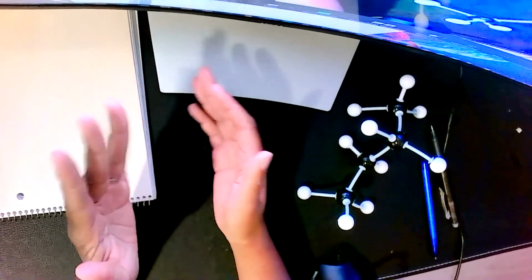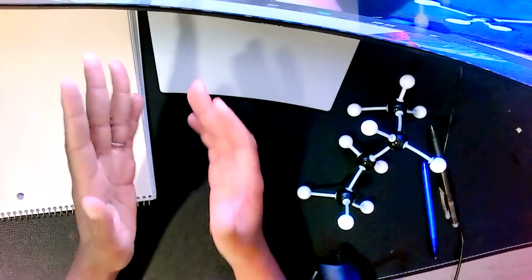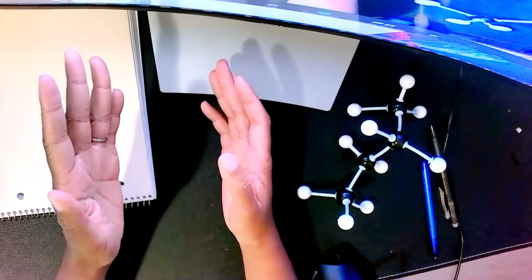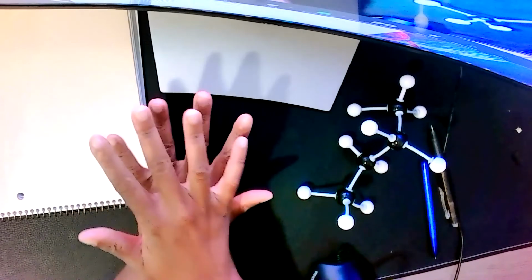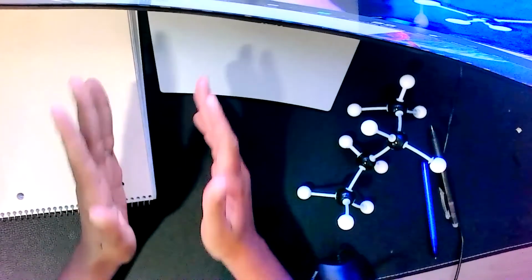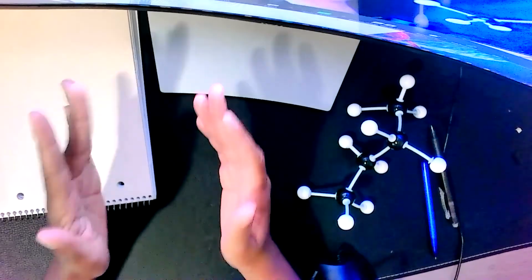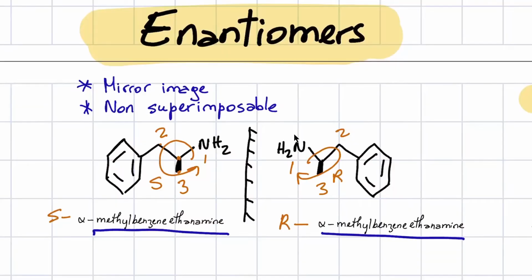If you have a glove that fits the left hand, you cannot just place it on the right hand. That's not going to happen. So that's what we mean by non-superimposable. Each hand is unique. Each hand fits in its own glove. So now that you understand what I mean by mirror image but non-superimposable, let's look at these two molecules.